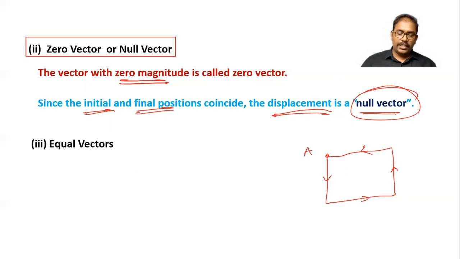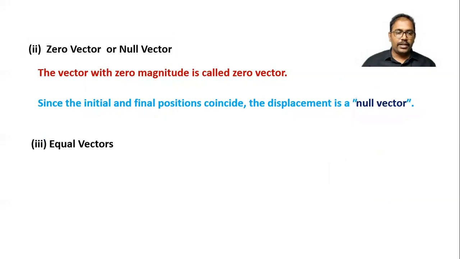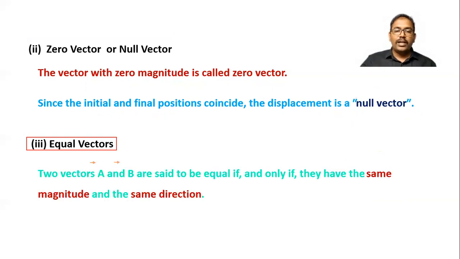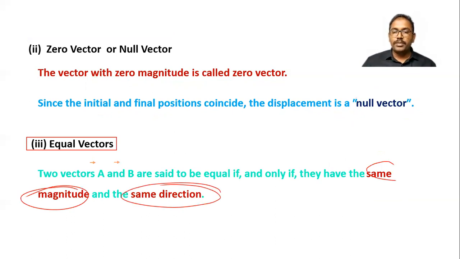Now after that, the next type of vector is the equal vector. Vector depends on magnitude and direction, that you have to remember. So equal vector means a vector with the same magnitude and direction. Magnitude and direction both must be the same. Then only these two vectors are called equal vectors.